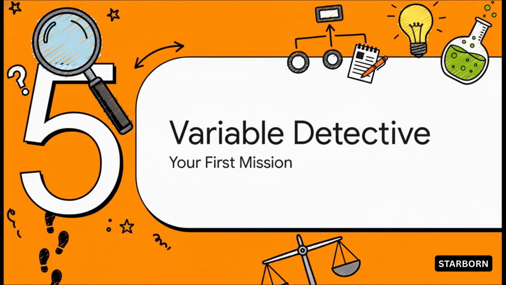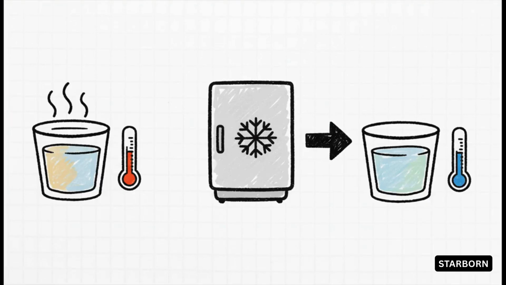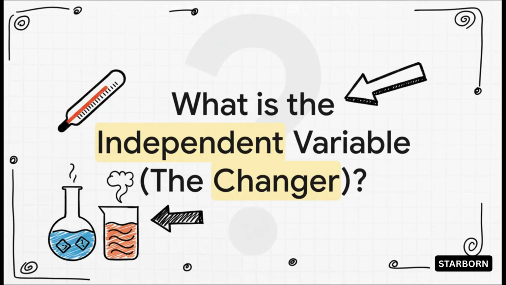Okay, you've learned the theory, you've seen the good and the bad. Now it's your turn. Time to put on your detective hat. Let's send you on your very first mission. So here's the case. A guy named Rahul wants to know if hot water freezes faster than cold water. It's an old question. So he sets up an experiment. He puts 1 cup of boiling water and 1 cup of regular tap water into the freezer to see which one freezes first. Okay, detective.